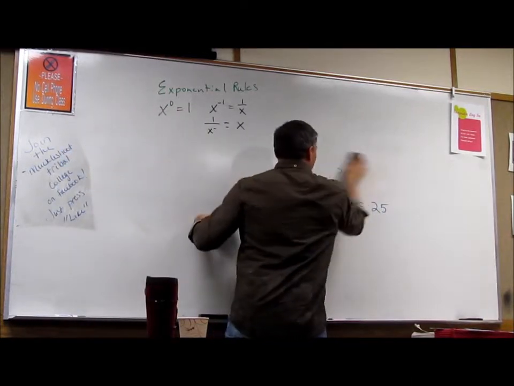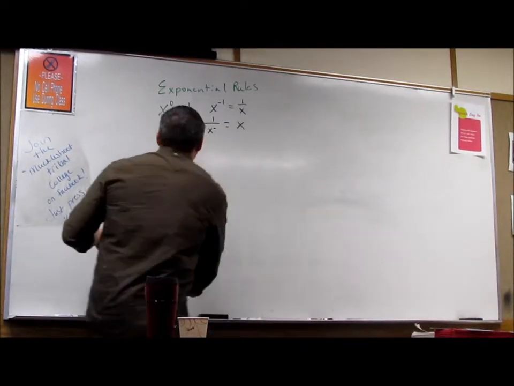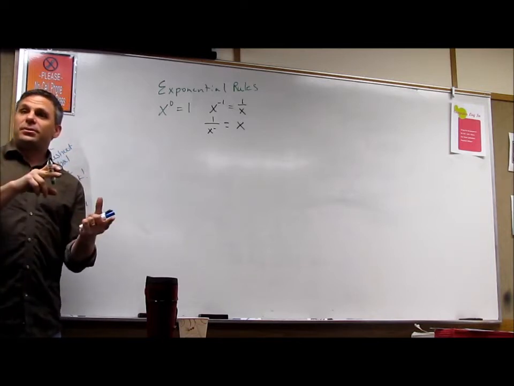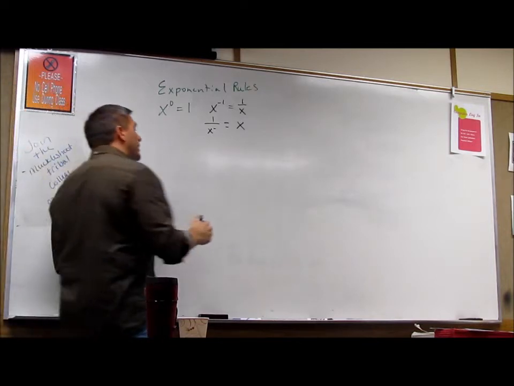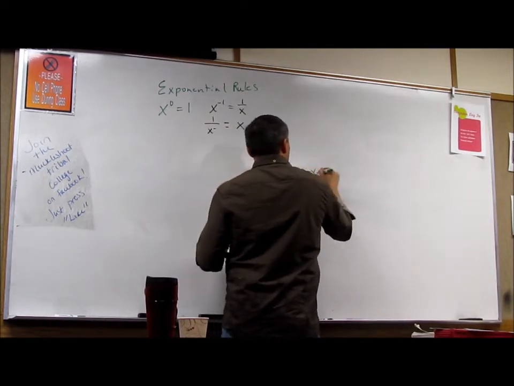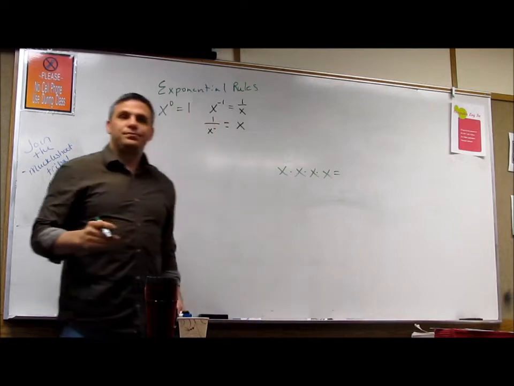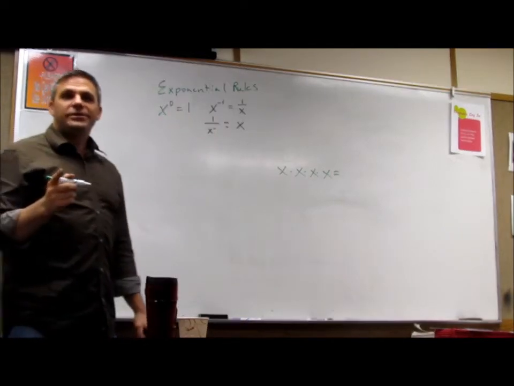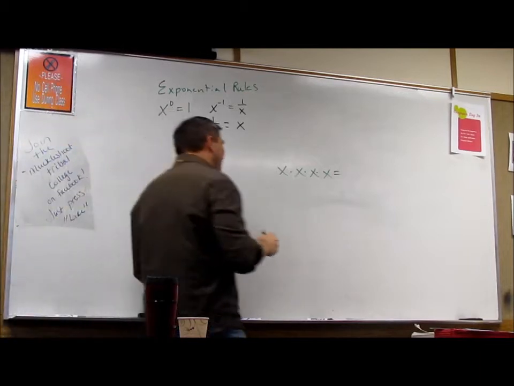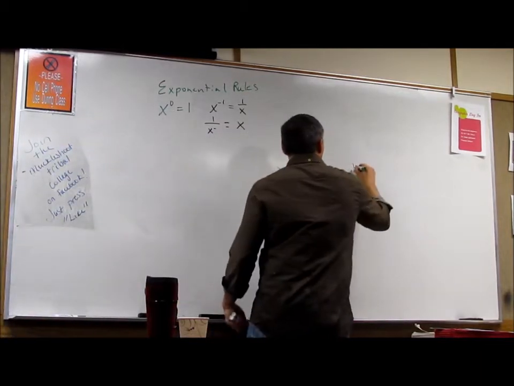So let's talk about this. Rules that we already know that we didn't know we knew. Like, what is x times x times x times x? What is it? X to the fourth. Why is it x to the fourth?